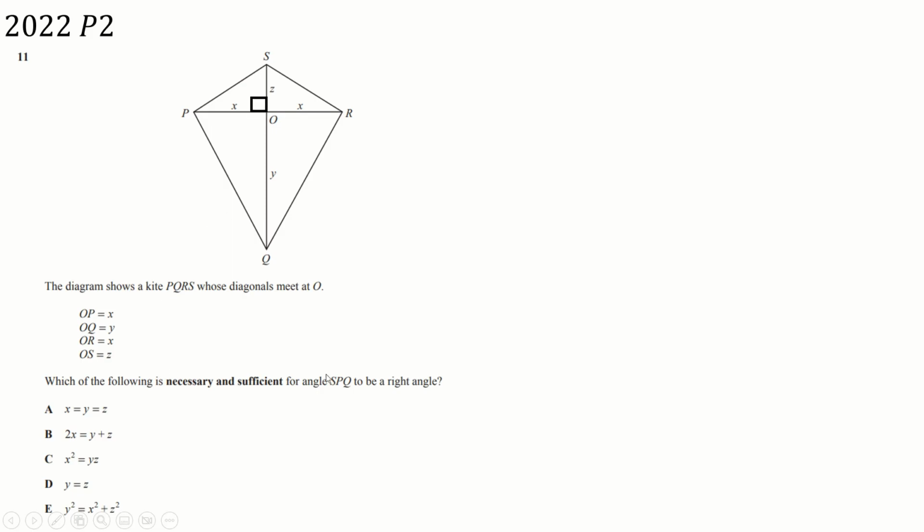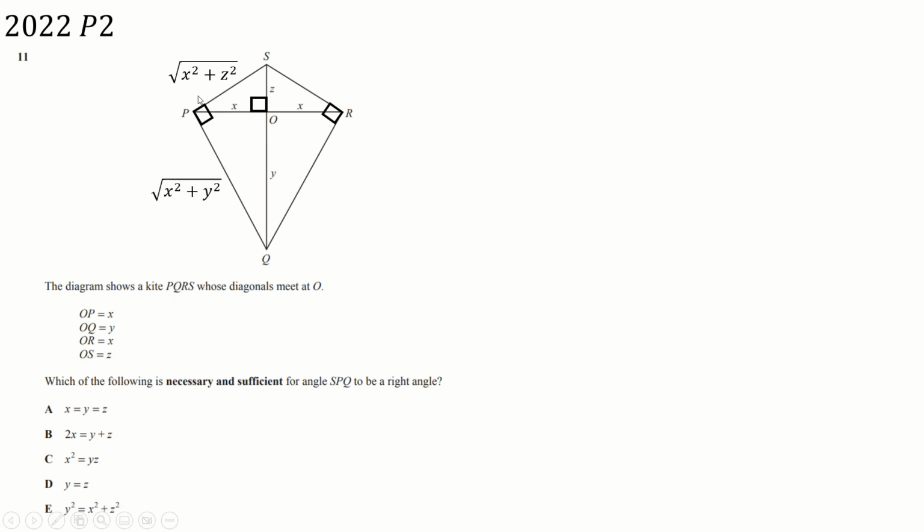Now they're asking us about SPQ, which is over here. They're asking us, well, that's a right angle, which means this is, because again, a kite is symmetrical, not that it really matters. And which is necessary and sufficient to make this a right angle here. Now I'm going to do this in two different ways. One way you could do it is because of this right angle, because kites definitely have perpendicular diagonals. Because of this right angle, this length here is root x squared plus z squared, and because of course there's a right angle there, this is root x squared plus y squared.